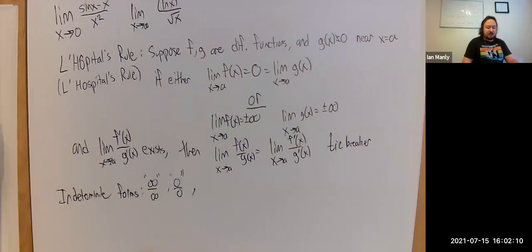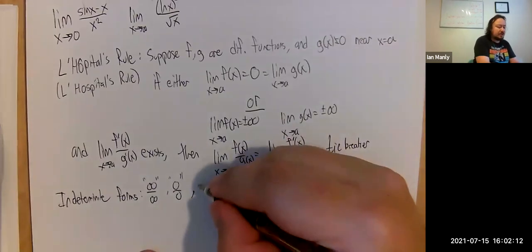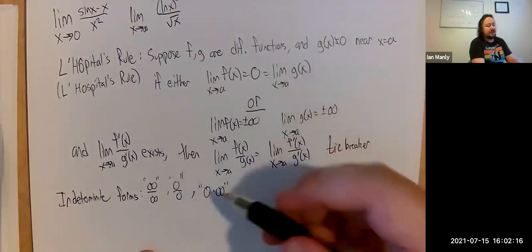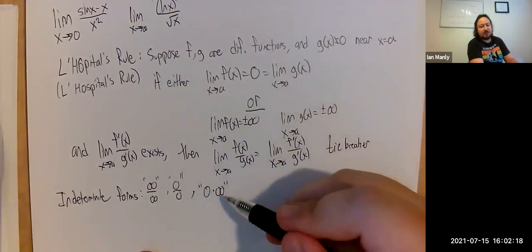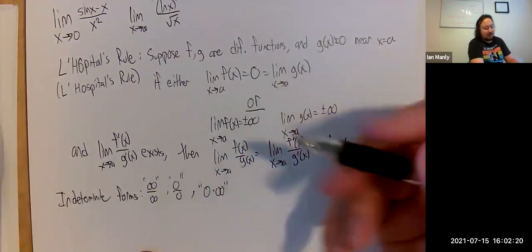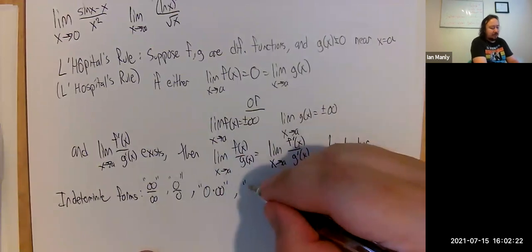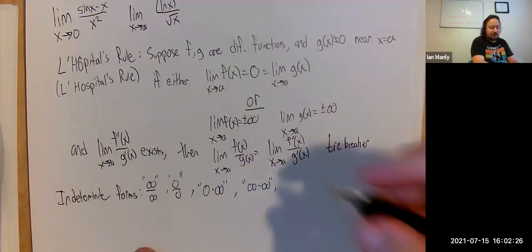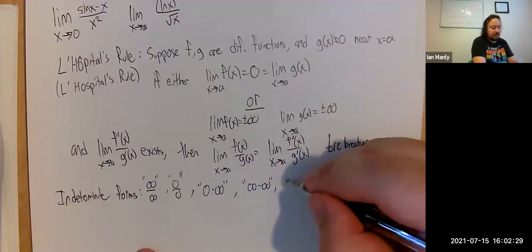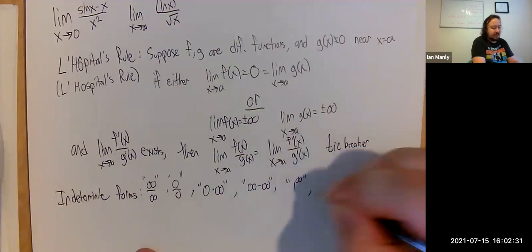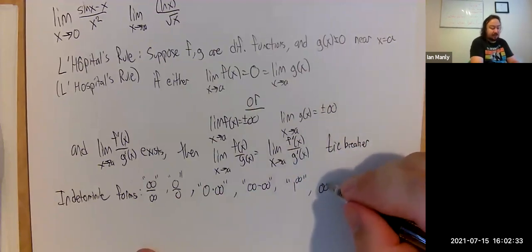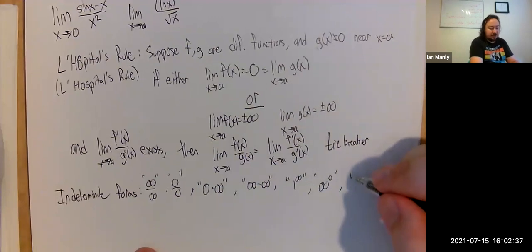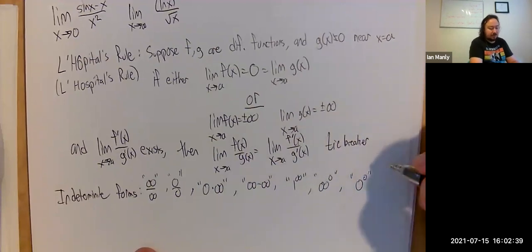So we have infinity over infinity, 0 over 0, but it would also work for a limit that looked like 0 times infinity. So we have something going to 0 times something going to infinity. What's going to happen then? It works for infinity minus infinity, and then it works for the 3 exponential indeterminate forms: 1 to the infinity, infinity to the 0, and 0 to the 0.